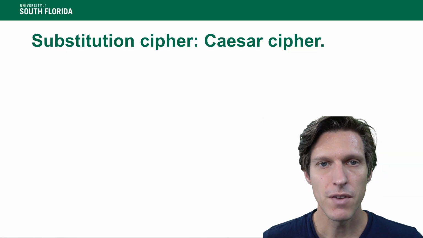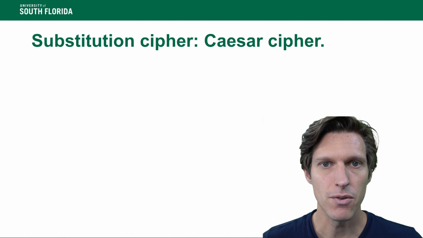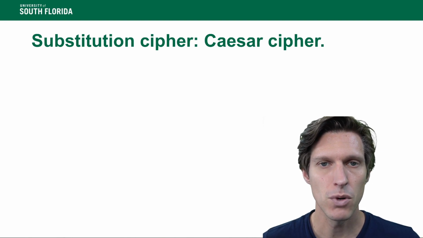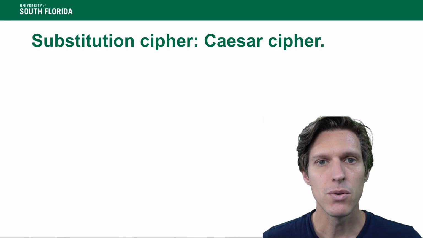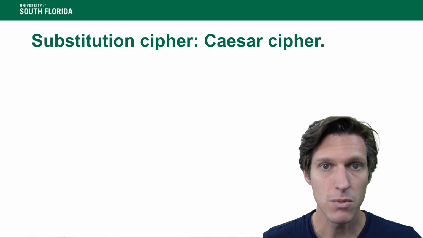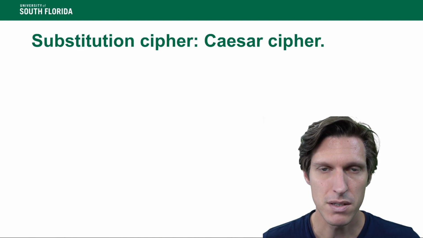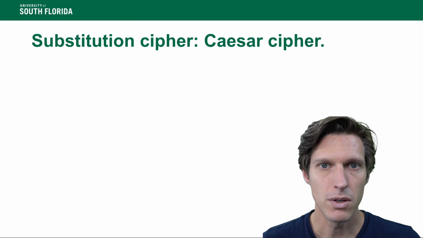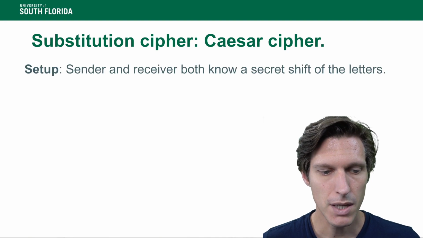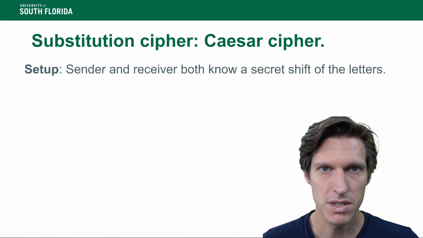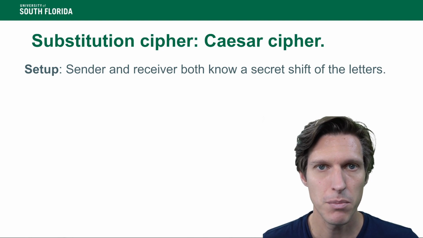So a very traditional substitution cipher is the Caesar cipher. Okay, so we're going to quickly review what the Caesar cipher is about. It was actually used by Caesar during the Roman Empire. And so the setup is this way. The key shared by the sender and the receiver is a secret shift of the alphabet. So basically a number between 0 and 25.